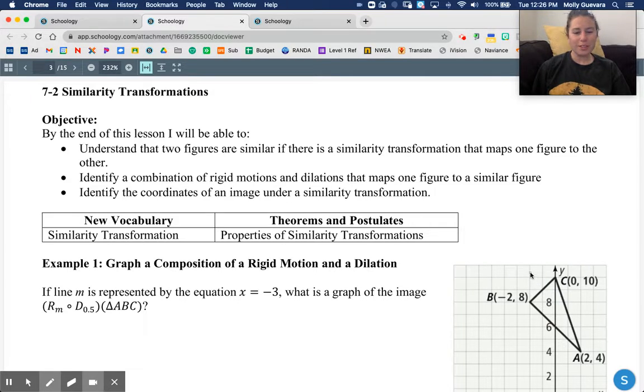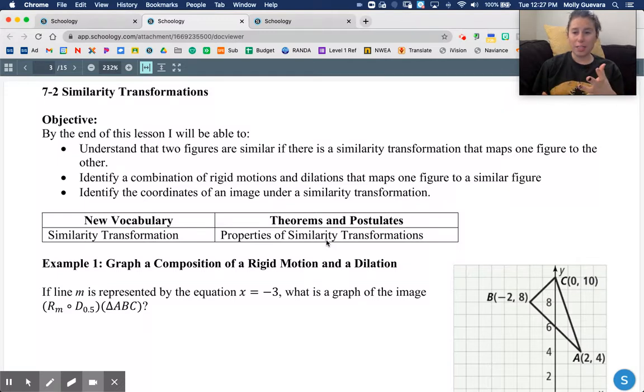Good afternoon. Hello. We are going to do 7-2 today, and 7-2 is all about similarity transformations. So we just kind of have to remember what our transformations are. Things that are included in transformations are rotations, reflections, translations, which are the slide, and now dilations. So we have those 4 transformations. So this is just saying if I can move one shape onto another using those transformations, then those shapes are similar.